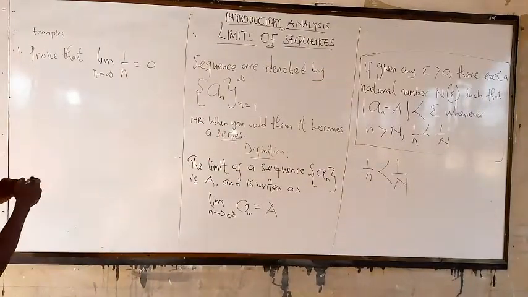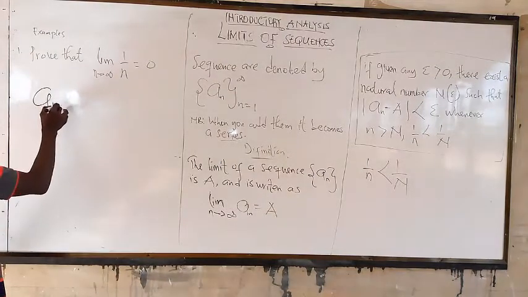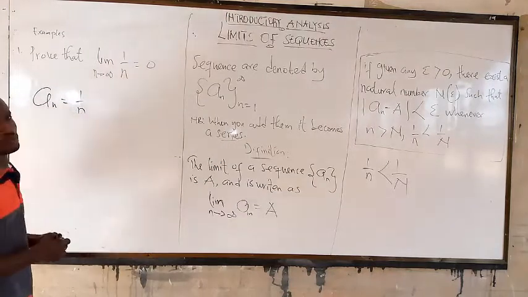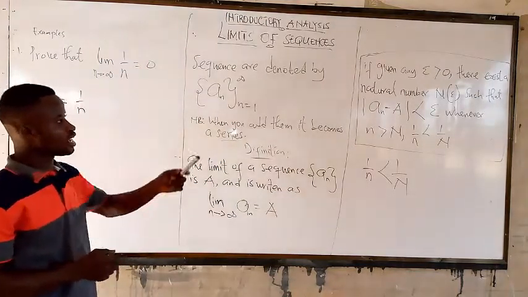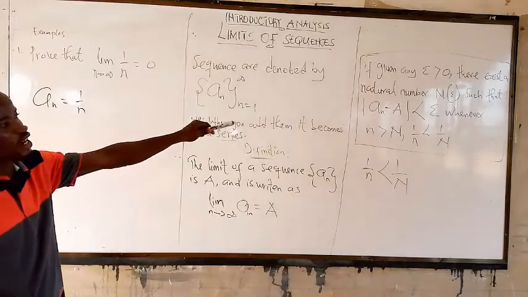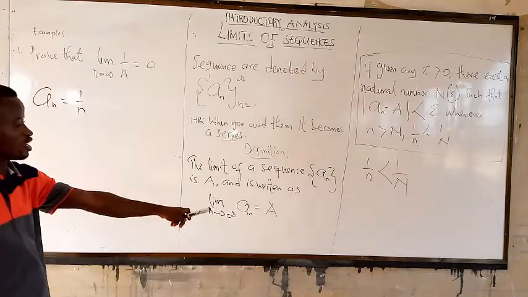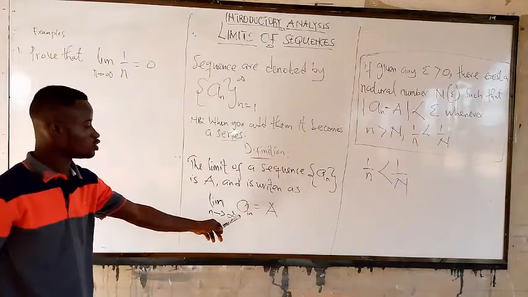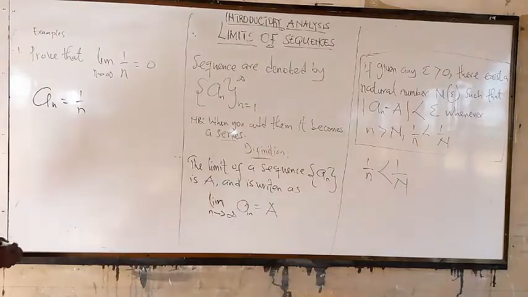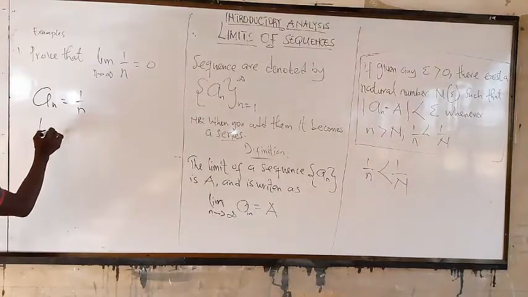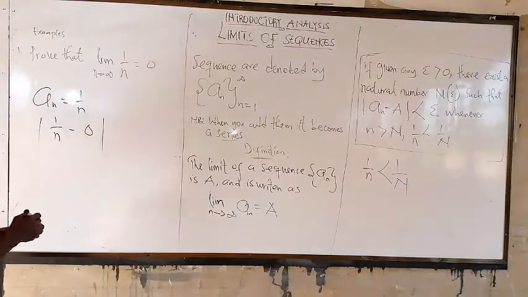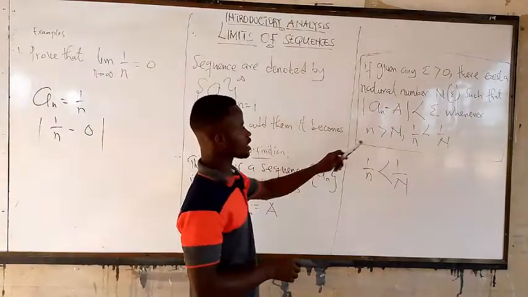But don't forget that when you are done, note that A of n is representing 1 over n. Hope you can see that. And the 0 here is representing the limit A. So from what we have stated, it means that 1 over n minus 0, because you send this one to this side.